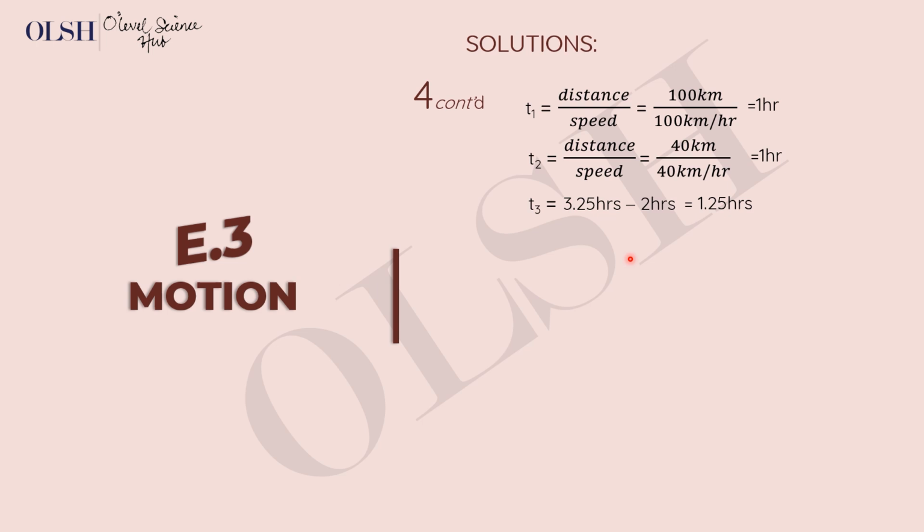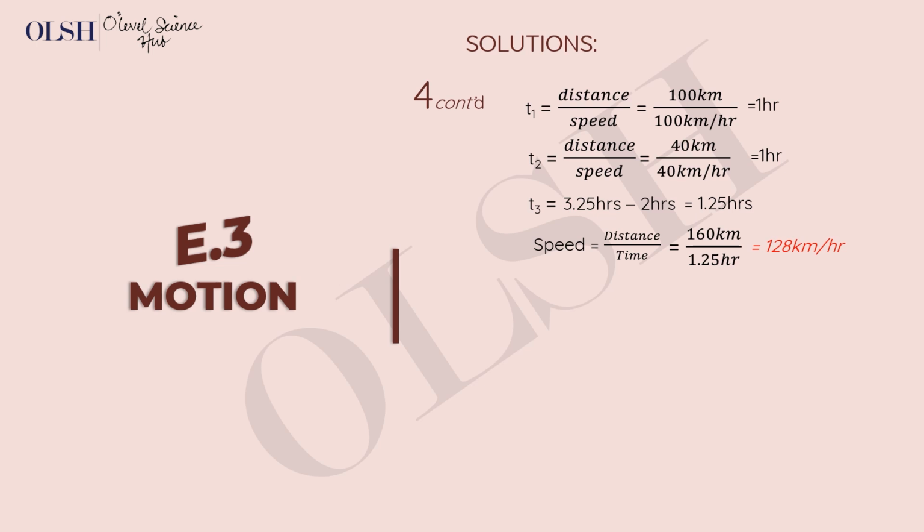This leaves us with 160 kilometers. So the speed that is required for us to finish this journey on time is gotten by distance over time, which is 160 kilometers that is left divided by 1.25 hours that we have. Which will then give us 128 kilometers per hour.